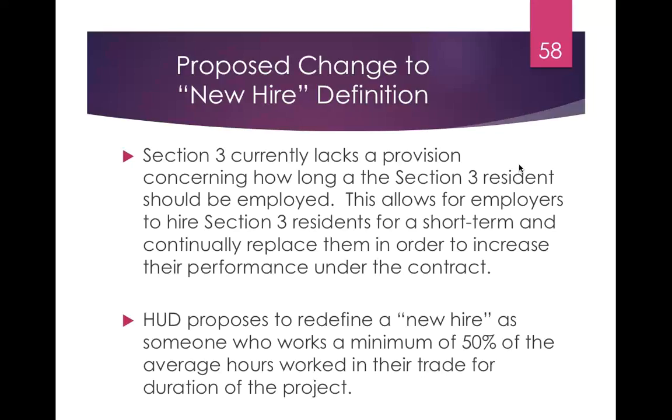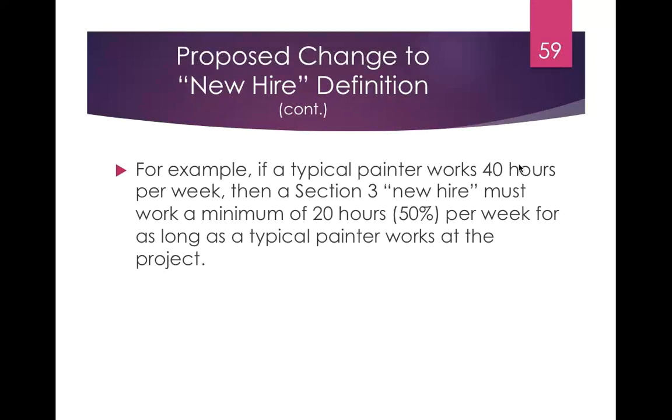HUD proposes to redefine a new hire as someone who works a minimum of 50% of the hours worked in their trade for the duration of the project. For example, if a typical painter works 40 hours per week, then a Section 3 new hire must work a minimum of 20 hours per week for as long as a typical painter worked at the project.